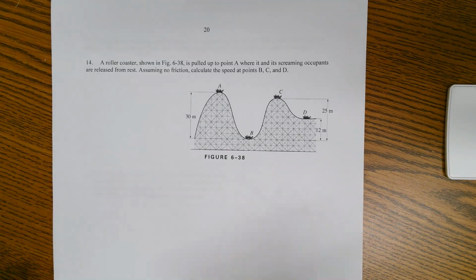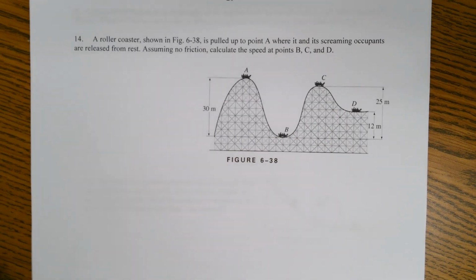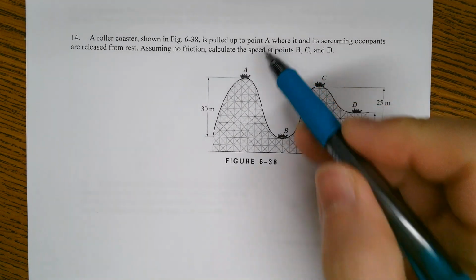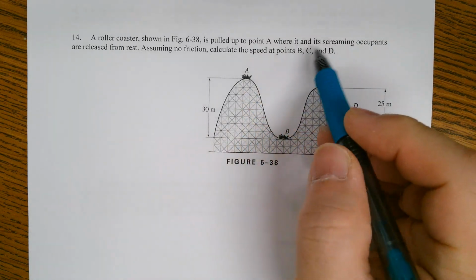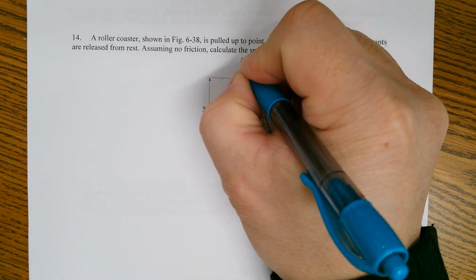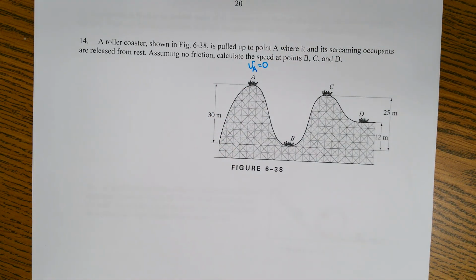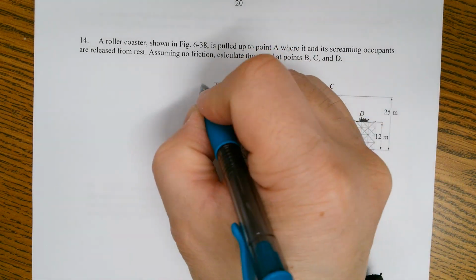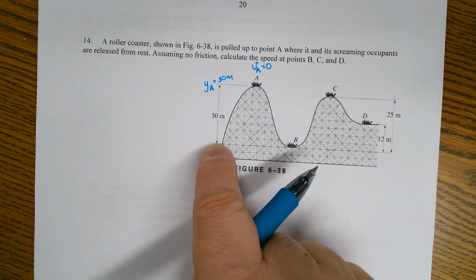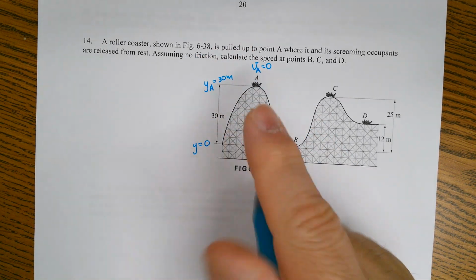Number 14 states, a roller coaster, shown in figure 6-38, is pulled up to a point A. So here's point A, where it and its screaming occupants are released from rest. So here, my v at point A is equal to zero. So my y at point A is equal to 30 meters from our zero point right here. This is our zero. So y is equal to zero at this location.